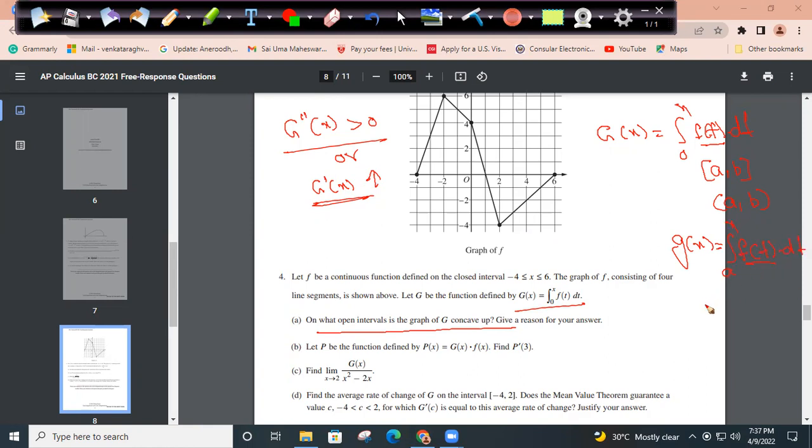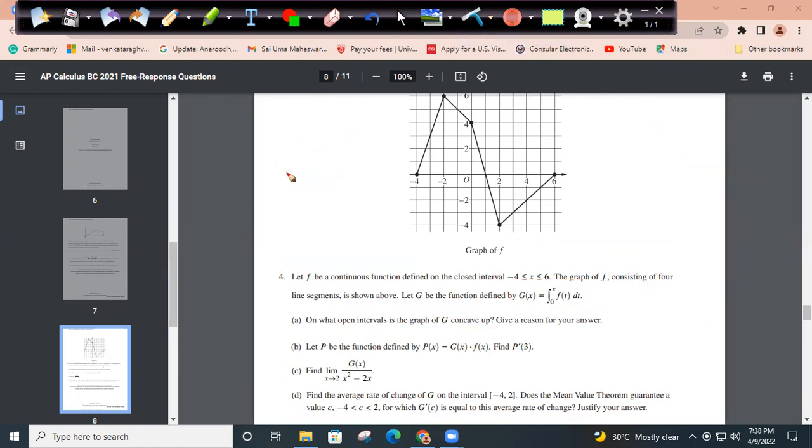So if f of t is continuous in the closed interval a comma b and differentiable in the open interval a comma b, then I can write happily my g dash of x is f of x. That is what the fundamental theorem of calculus says. Since f of t is a continuous function on the closed interval, and the graph is four line segments as shown in the figure, according to the fundamental theorem of calculus, g dash of x is f of x.